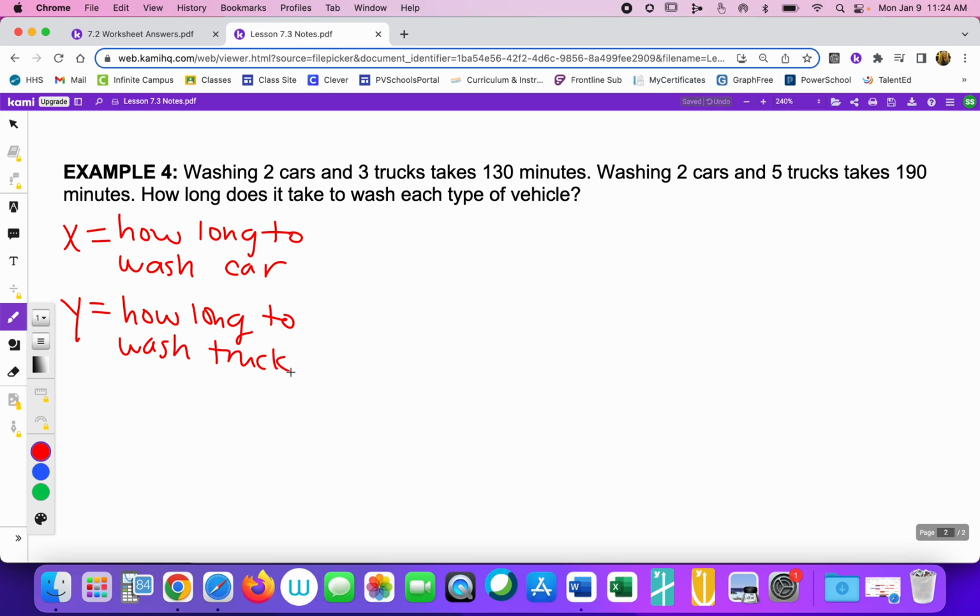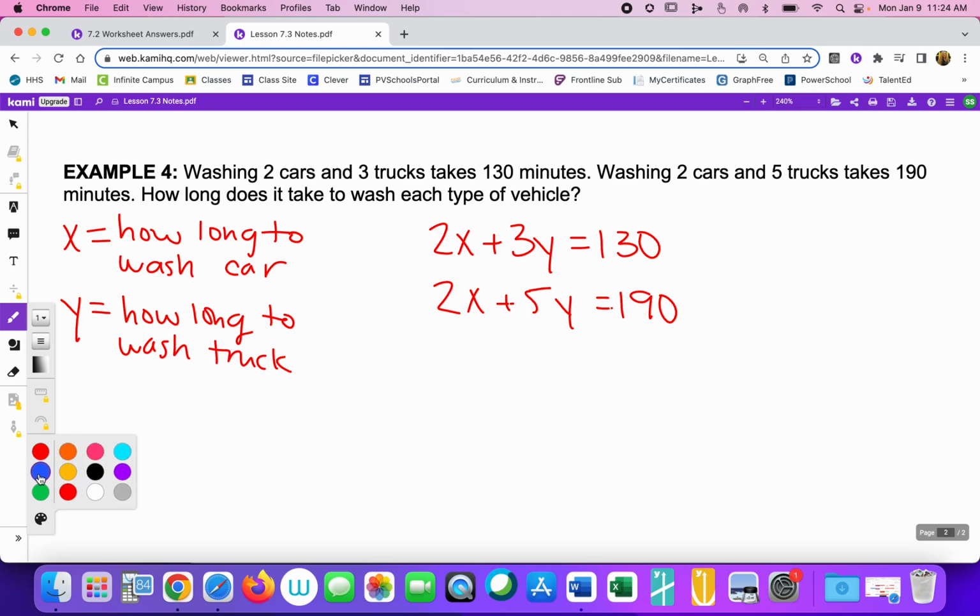Alright. Who can tell me the first equation? Great. 2x plus 3y, 2 cars and 3 trucks, equals 130 minutes. Okay. What about the second equation? 2x plus 5y equals 190. Does it matter which equation's on top, which one's on the bottom? No. Okay, so if you want the second one on top for whatever reason, you can. It does not matter the order. Are we going to add these or subtract them? Subtract.